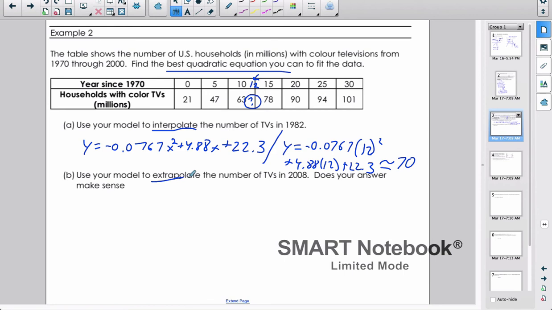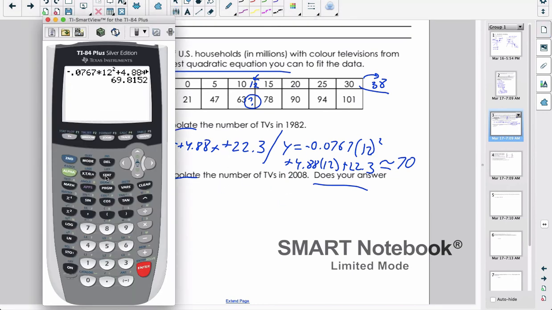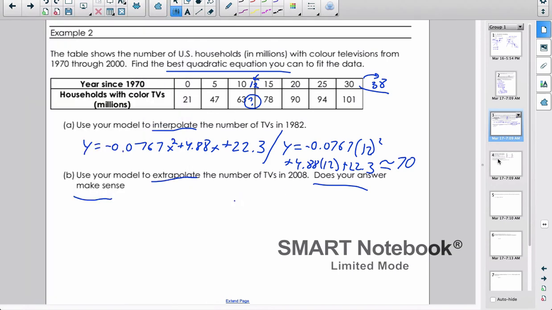Use your model to extrapolate to 2008. Okay, 2008 would be 38. And let me address this one right away. Does your answer make sense? Well, extrapolating is always dangerous. The further you go away from the range of your data values, the less accurate it's going to be. So we can do the same thing and just plug in 38, but it's not going to be as accurate as when you're interpolating. Alright, let's move on to this next one. I'll let you do that yourself.